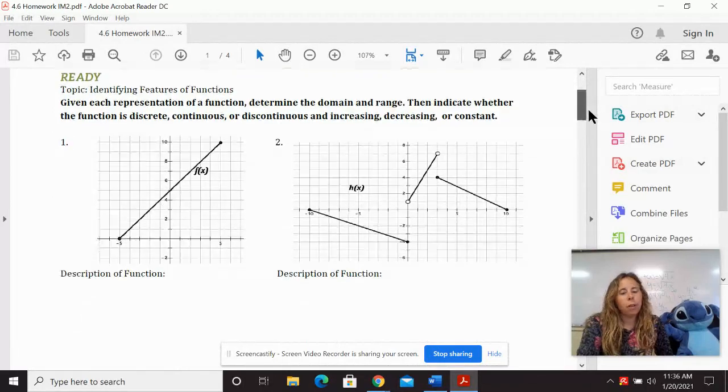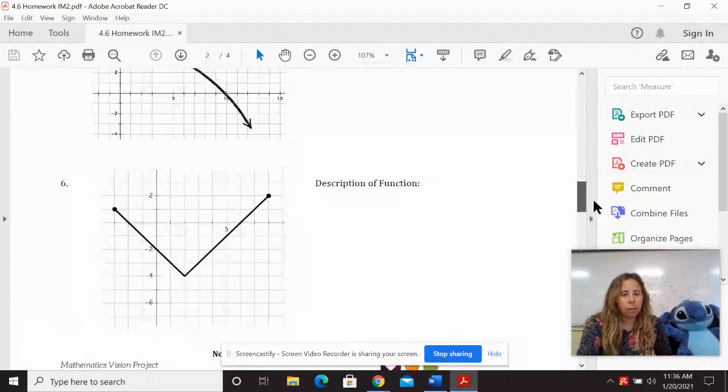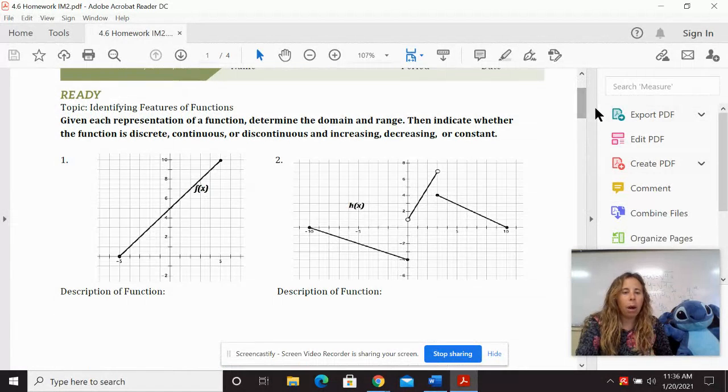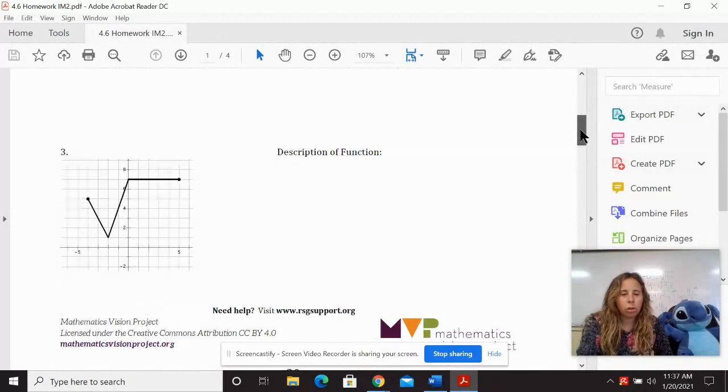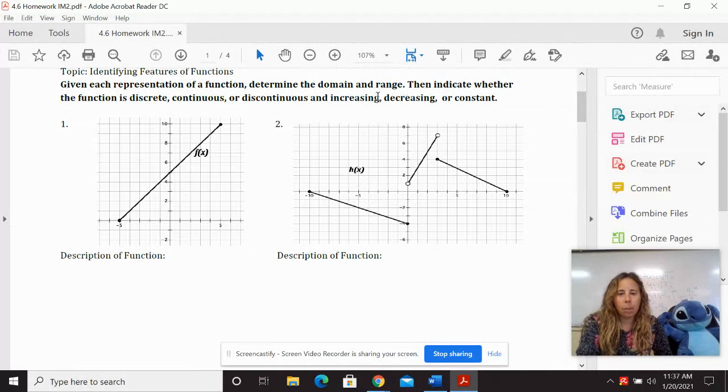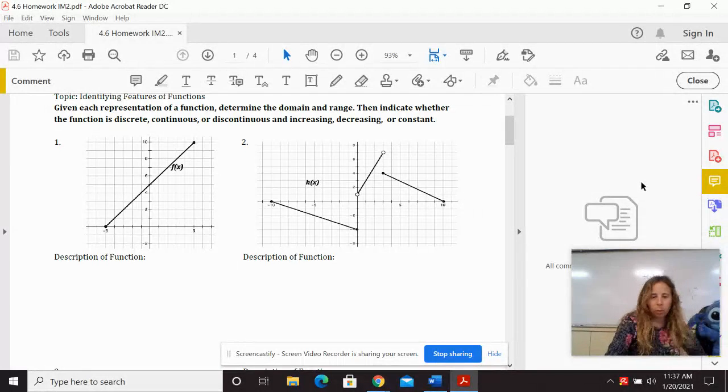So the first, how many are there? 6. Okay, the first 6, you are determining the domain and the range, and then saying whether it's discrete, continuous, or discontinuous, and then writing intervals of increasing and decreasing. Oh, or constant. So it's a whole lot that you're doing. We'll just start with number 1.